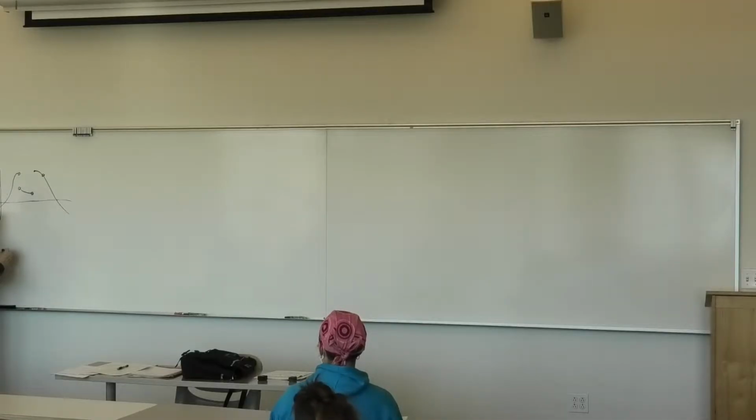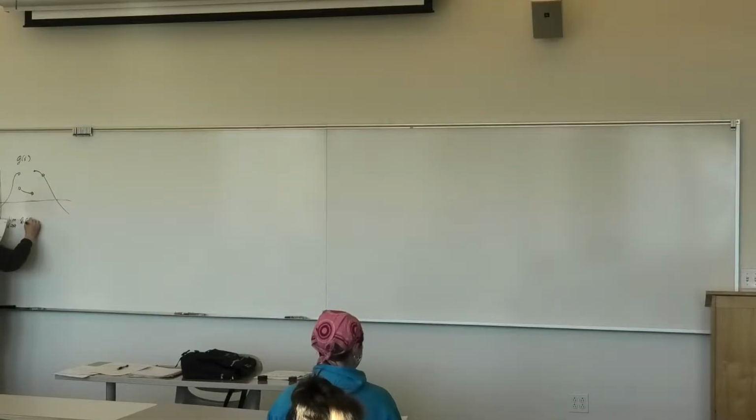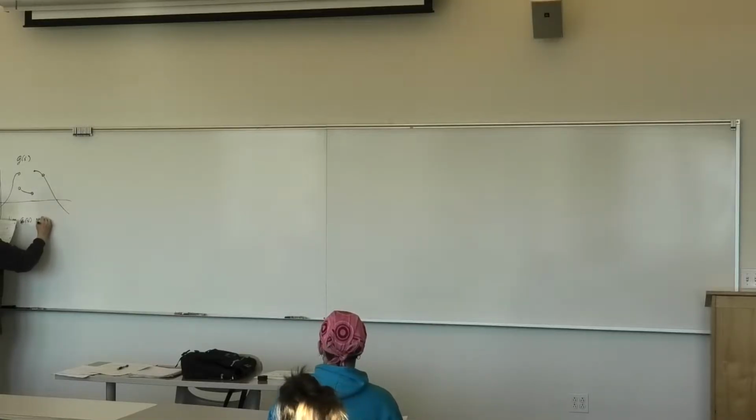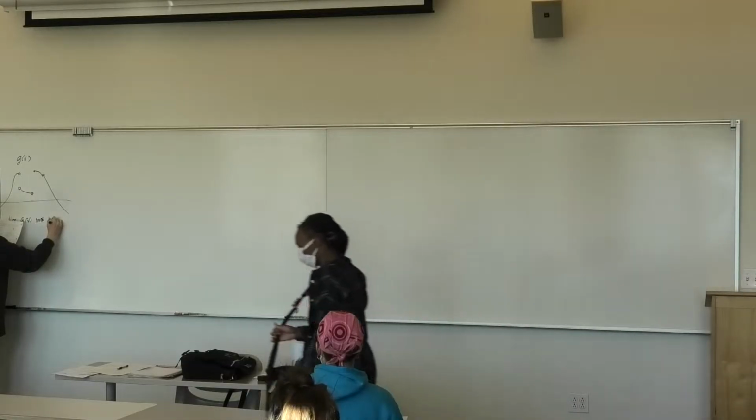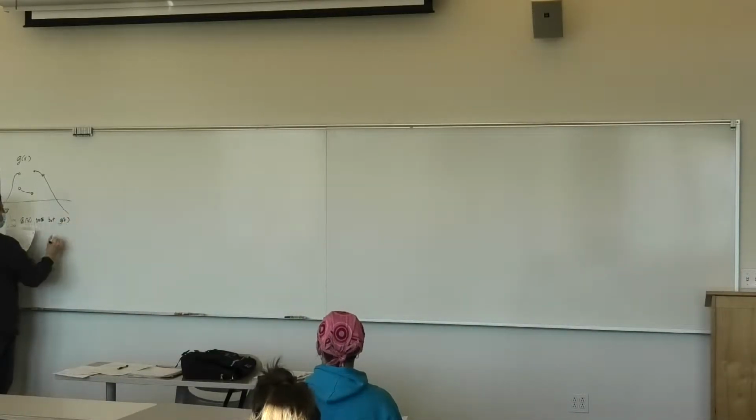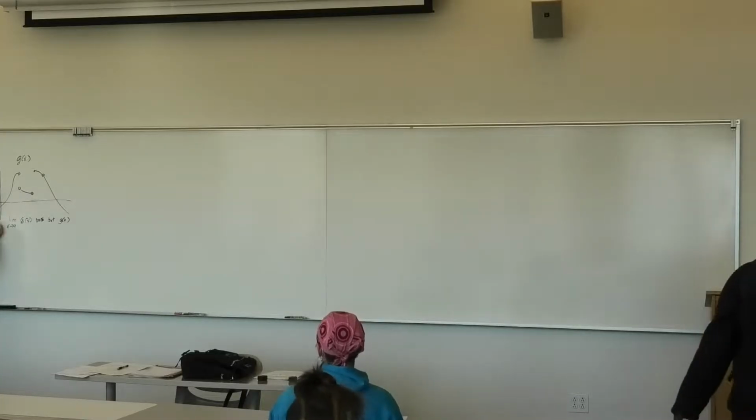So part A says this is g of x. Part A says the limit as x approaches a. Oh, okay, I have to read the directions. For the function g whose graph is shown, find a number a that satisfies the given description. So this is kind of a mix and match kind of a thing. So the limit of g of x does not exist, but g of a is defined.